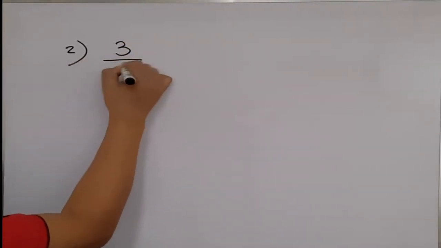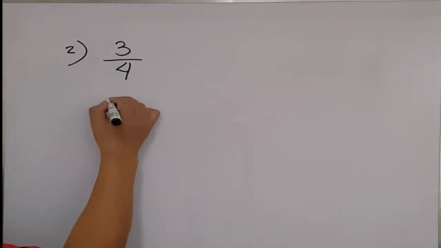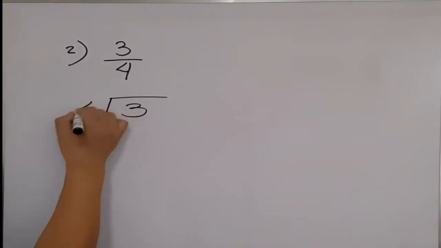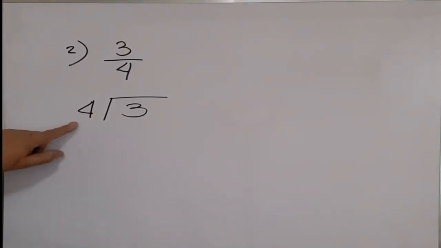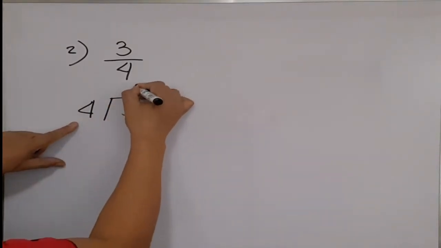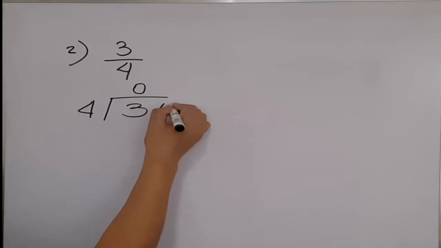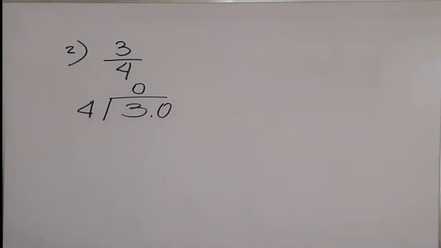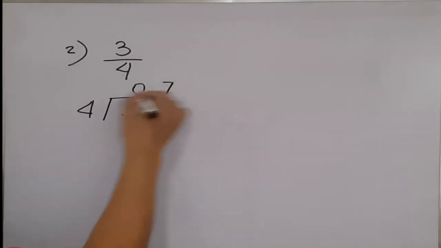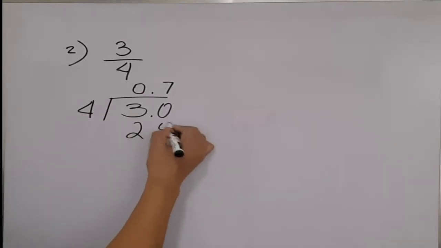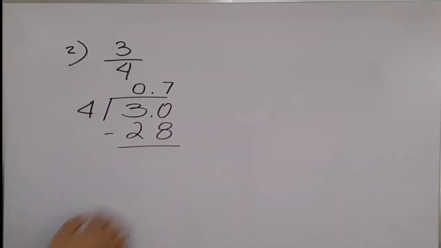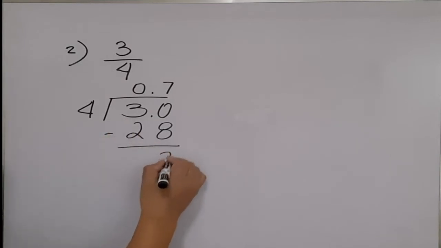Let's solve example number 2. Convert 3/4 into a decimal. So again, we divide 3 divided by 4. So 3 divided by 4 cannot be. So we put 0 and then we add a decimal point and a 0. Okay, so let's put the decimal point sa taas din. Lagyan natin ang decimal point. So 30 divided by 4 is 7. 7 times 4 is 28. Then we subtract. 30 minus 28 is 2.